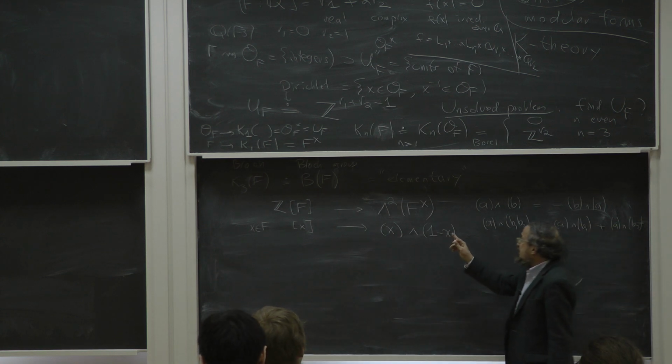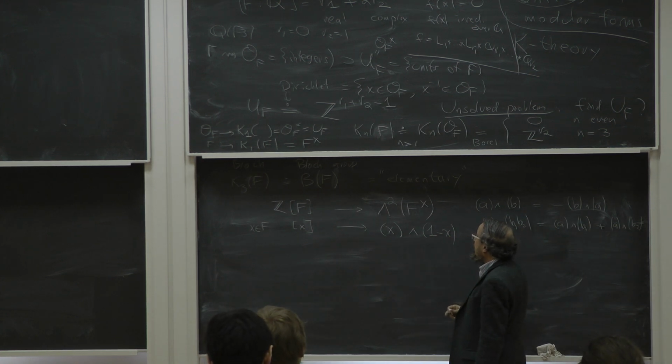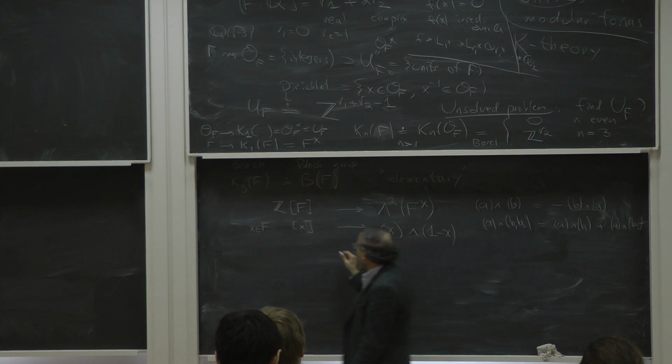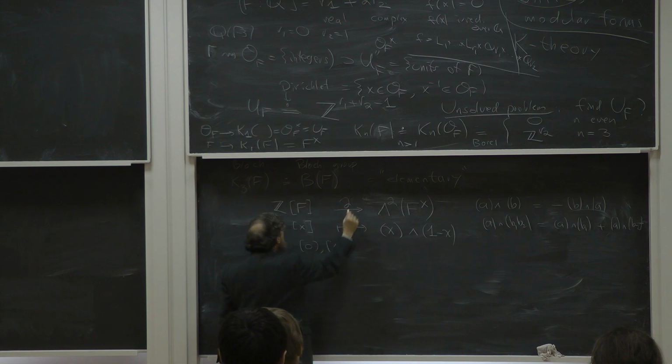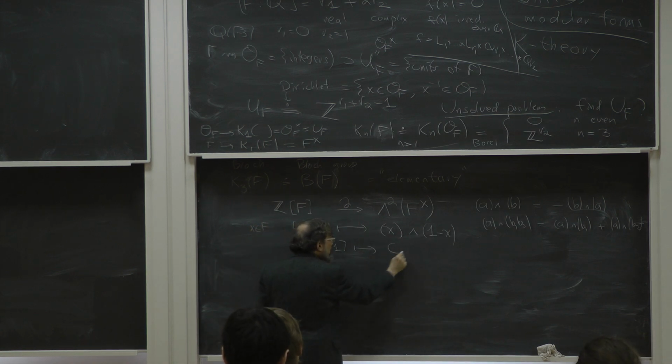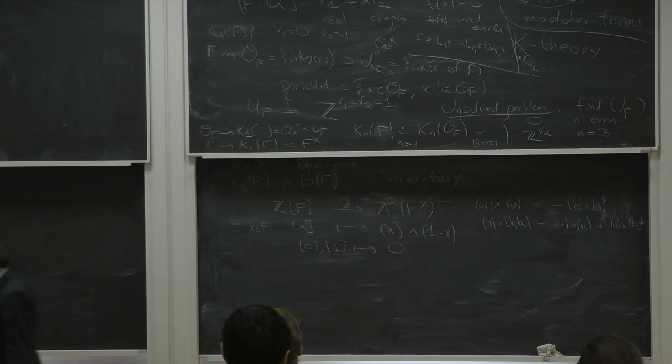So what you do is you send [x] to x wedge (1 minus x). Of course, x should be non-zero, and also 1 minus x. I should tell you, especially for this map, you just decide that [0] and [1] you send to 0. Okay, so that's the map.